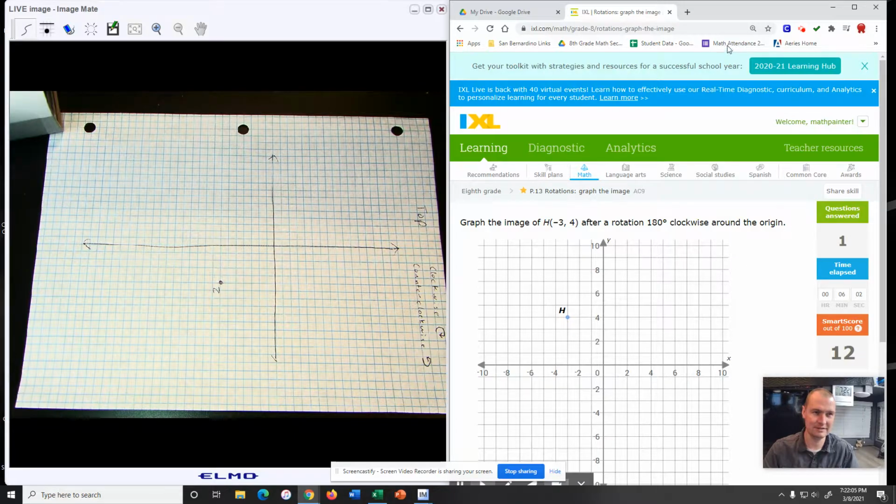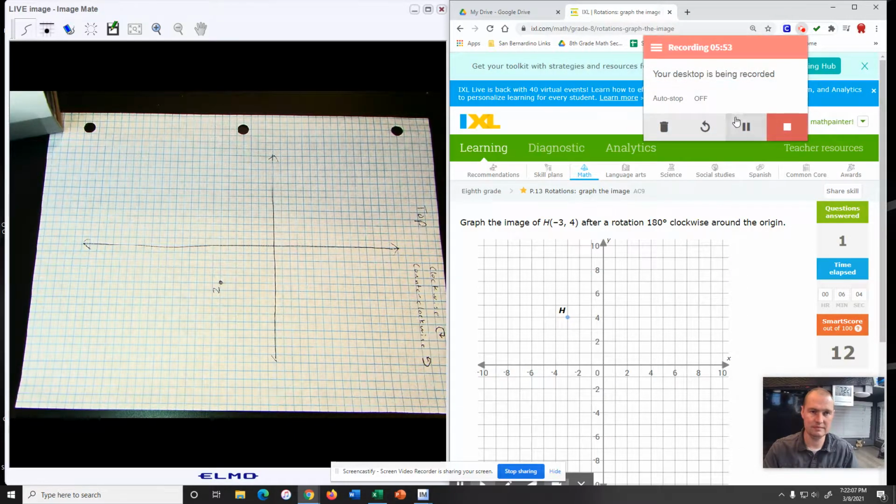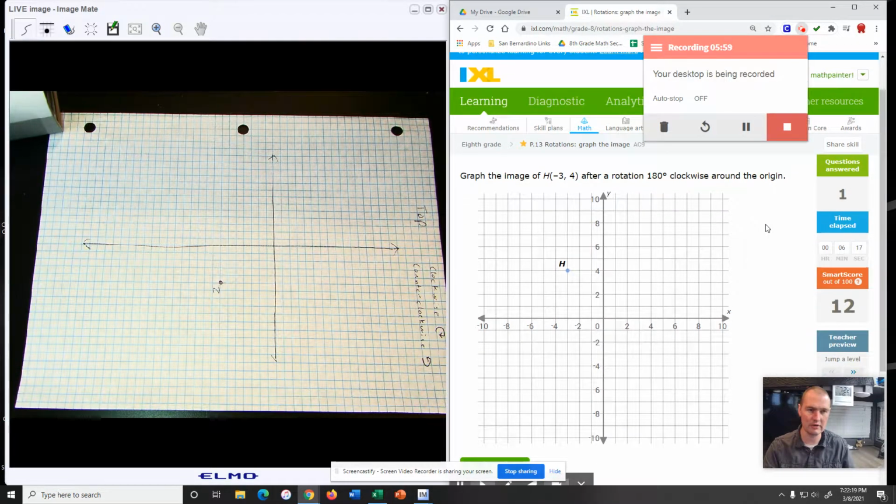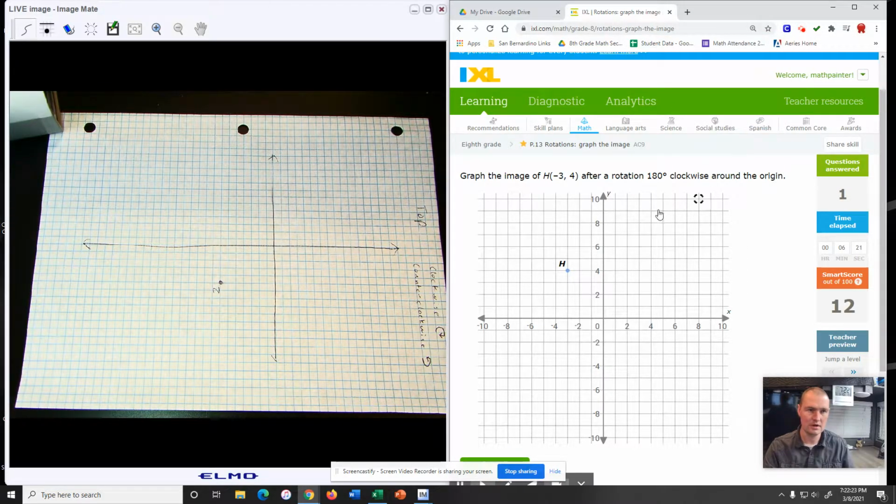All right. Okay, so that's pretty nifty. So now what we're going to do is we're going to graph the image of H. All right. So here we go. We're going to take H, -3, 4 after a rotation of 180 degrees clockwise around the origin. All right. So we're going to take H and match it on the graph paper.